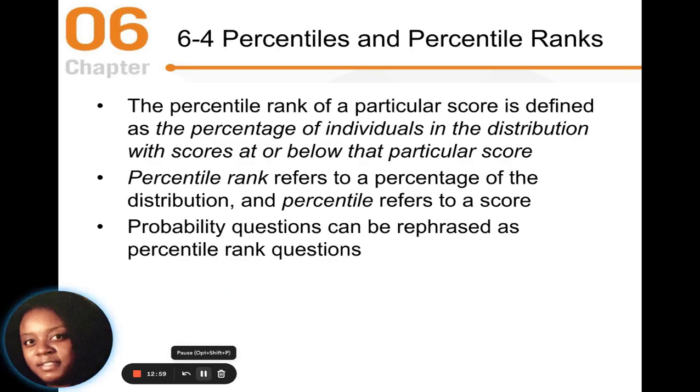The percentile rank of a particular score is defined as the percentage of individuals in the distribution with scores at or below that score. A percentile rank refers to the percentage of the distribution, and the percentile refers to a score. Probability questions can be rephrased as percentile rank questions.